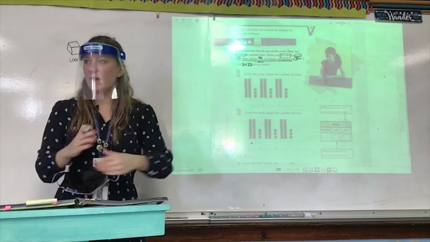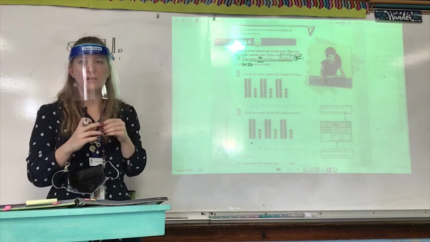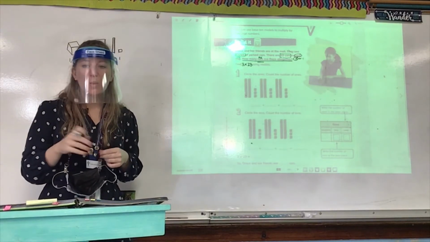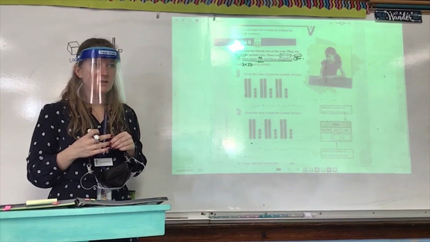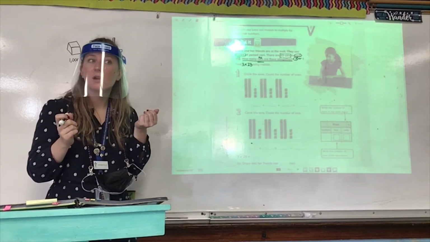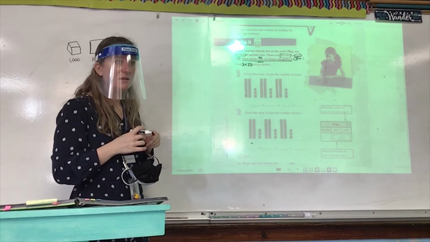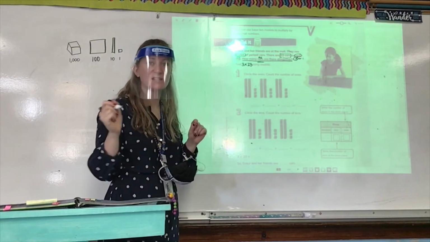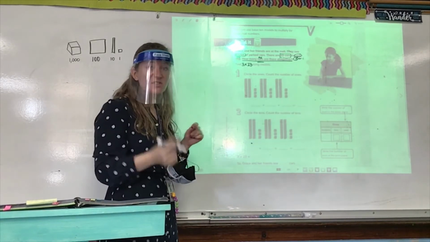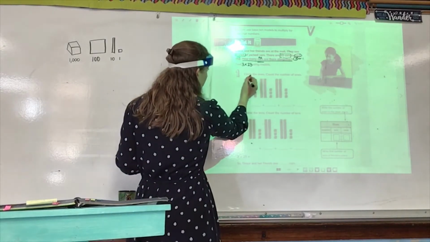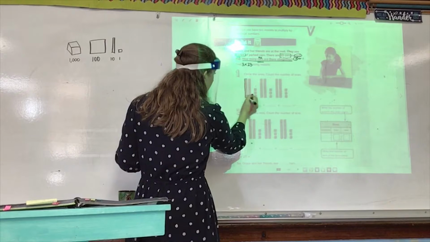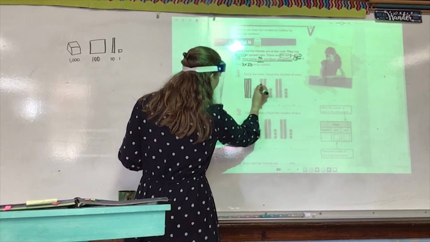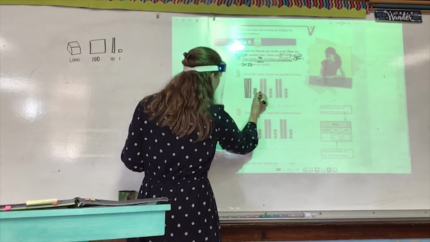So 23 looks like what with base 10 blocks? If we use base 10 blocks to model 23, what does it look like? Michaela? 2 10 rods and 3 1s cubes. So go ahead, even though it's in your book, I want you to use your pencil to trace it so that you have that muscle memory. So we're going to model 23 using 2 10 rods and 3 1s cubes. 1, 2, 3.